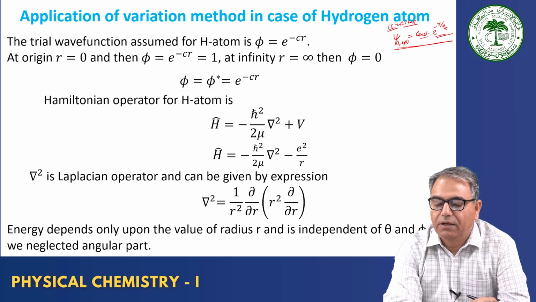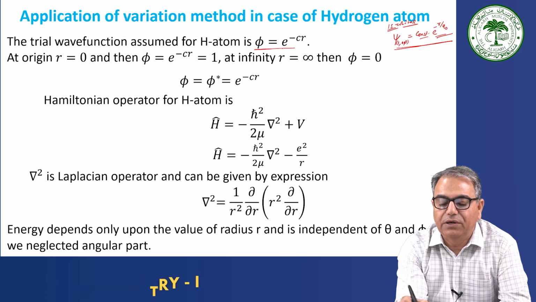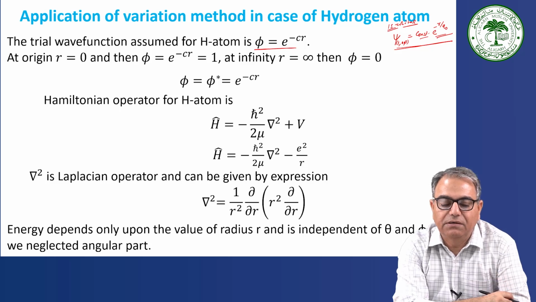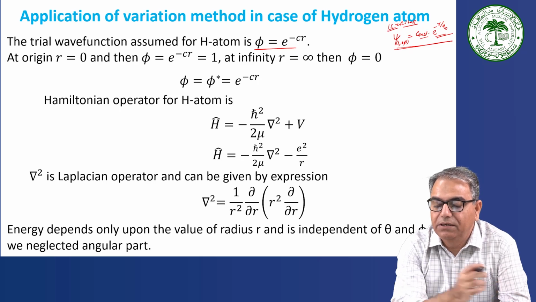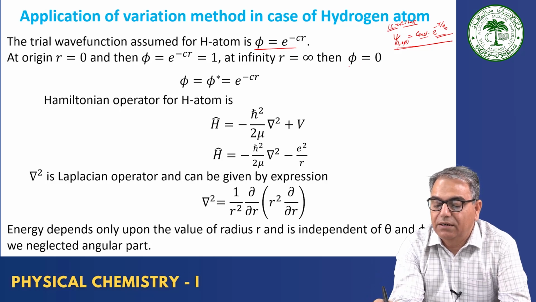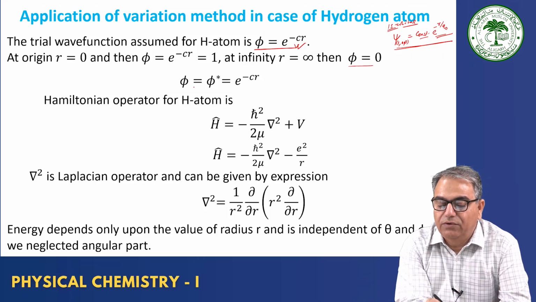So instead of 1 divided by a naught, if I write a wave function, a trial function, as phi is equal to exponential minus cr, then this will be a trial function. C, we do know, is the variation parameter. And this trial function again fulfills the boundary condition that at origin r is equal to 0, the function will be 1, and at infinity, r is equal to infinity, the function will be 0. So this wave function is very similar to the actual wave functions which we obtain from the Schrodinger wave equation.